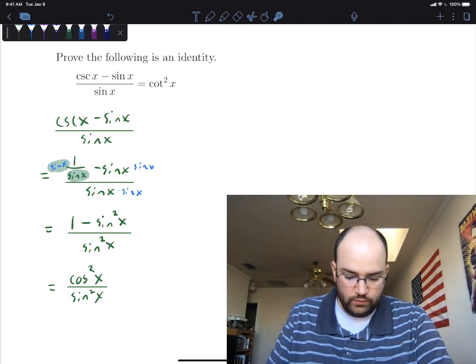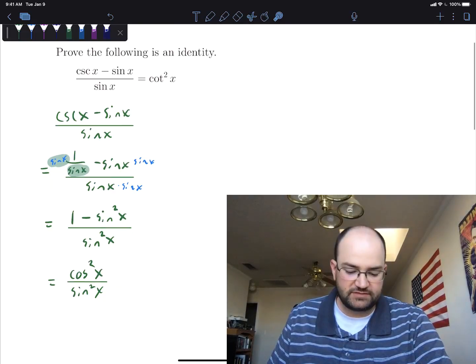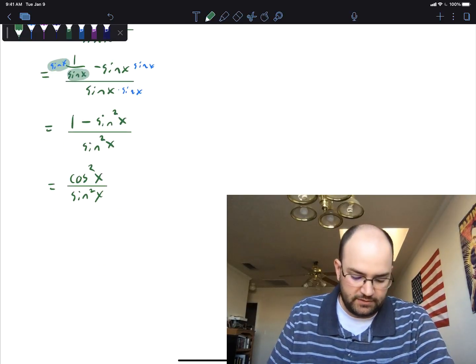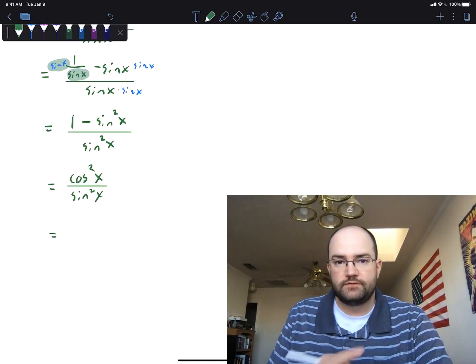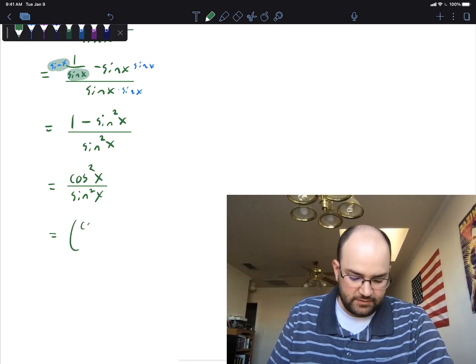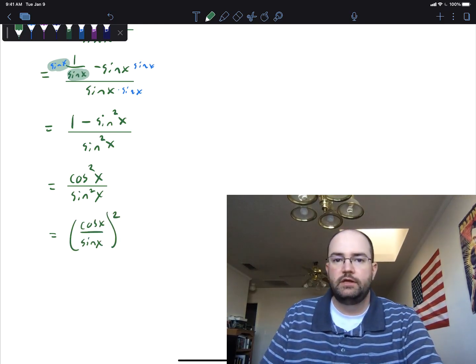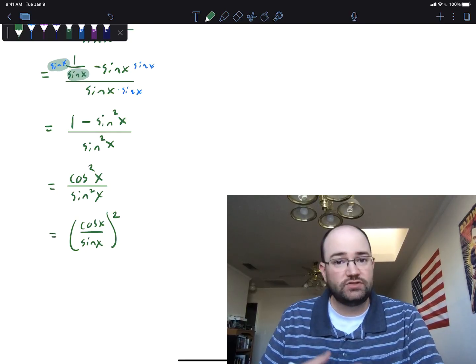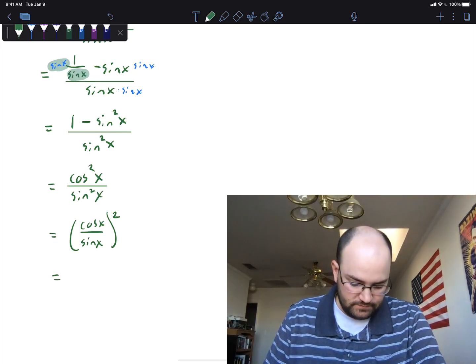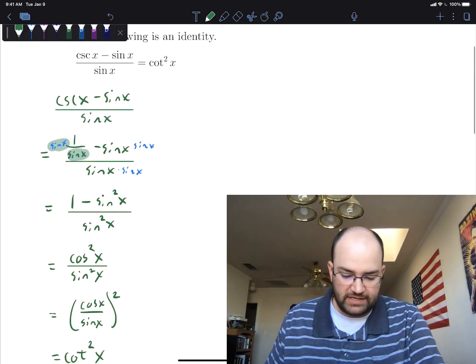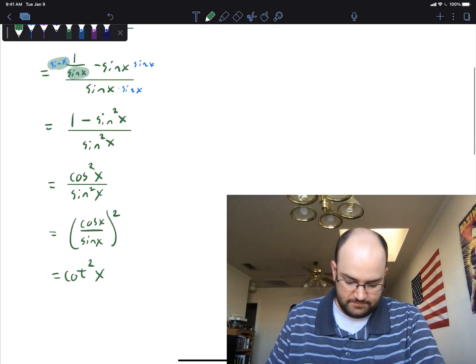And we are where we want to be, because now we could just rewrite this as cotangent squared of x, but let's go ahead and simplify it a little bit better. Instead of cosine squared over sine squared, it's the same thing as the entire cosine of x over the sine of x, all squared. And cosine of x over sine of x is just cotangent. So it'd be cotangent squared of x, which is the right-hand side of our identity. QED.